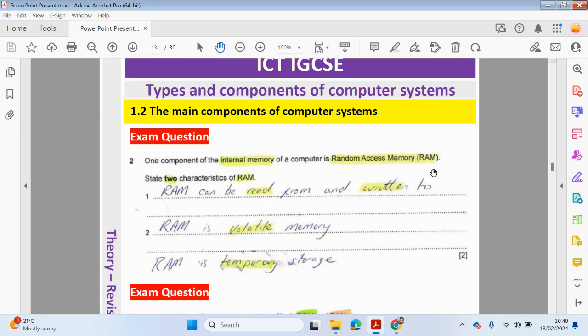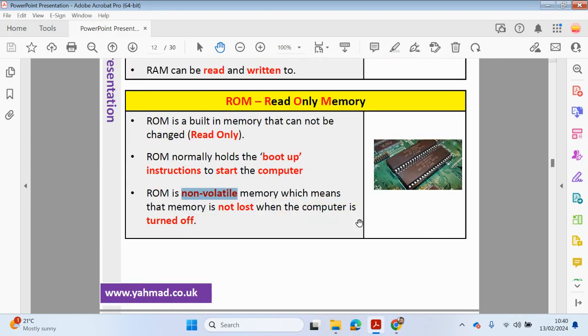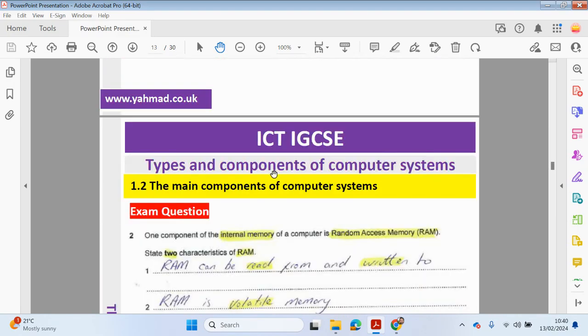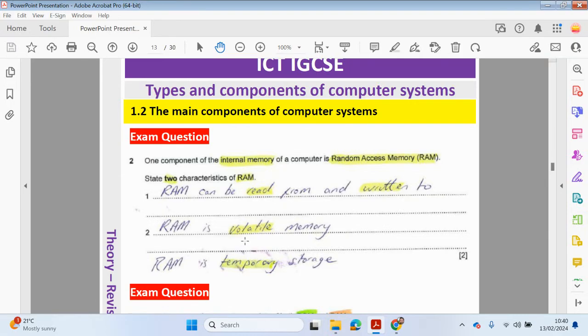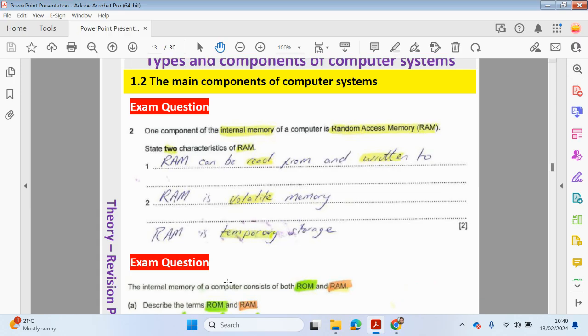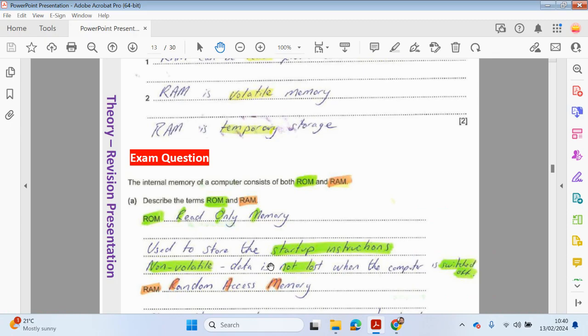So here's a typical exam question. One component of the internal memory of a computer system is random access memory. State two characteristics of RAM. So RAM can be read from and written to. Read-only can only be read from. RAM is volatile, which basically means when you restart the computer system, any data held in RAM is lost. And RAM is temporary storage, okay, so for any instructions and data that need to be processed by the CPU.